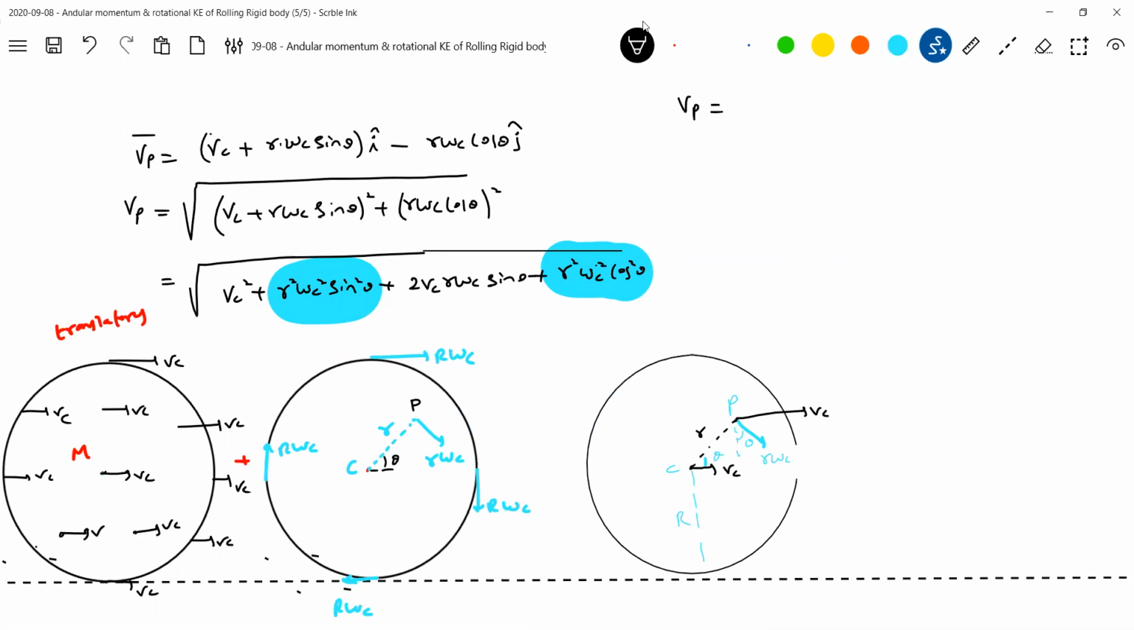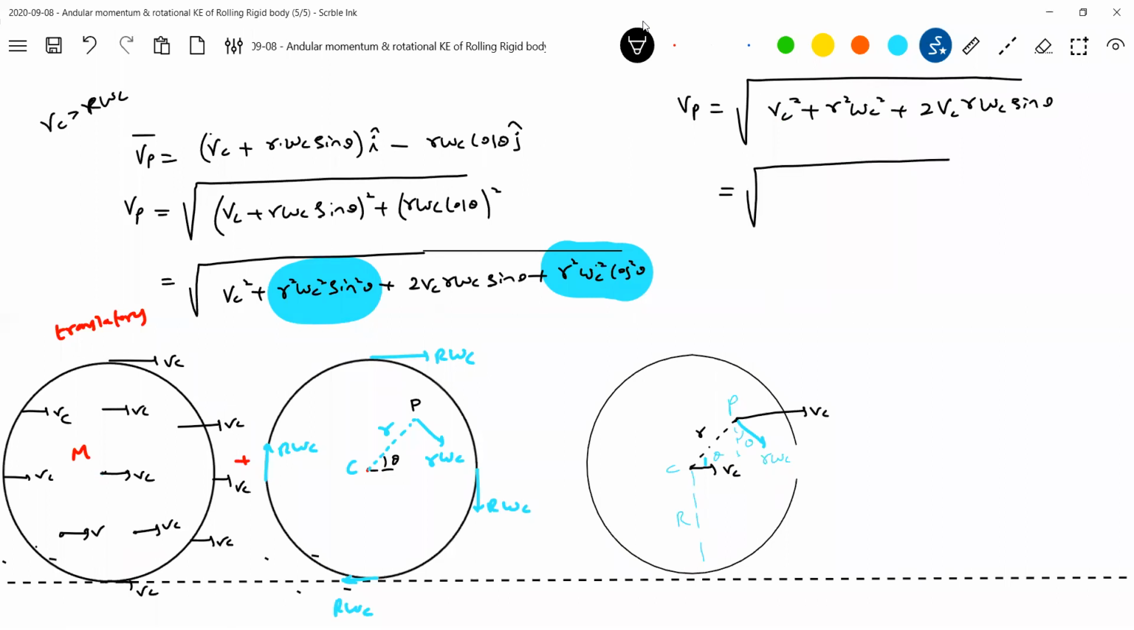So the velocity of point P should be equal to the root of Vc square plus R square omega square plus 2 Vc R omega c sine theta. Okay, there's a basic formula, and we know Vc equals R omega c. This is given. So where omega c is there, let me write in terms of Vc: omega c as Vc by R, whole square, plus 2 Vc 2R.